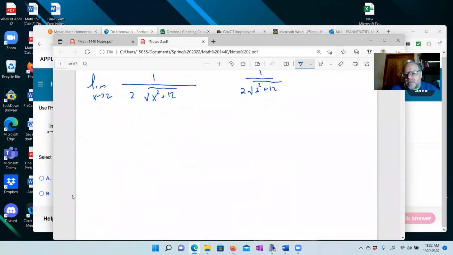2 squared plus 12. So that is going to be 1 over twice. Okay. And then we have 4, right? 4 plus 12. What is 4 plus 12? That's 16. So we have 1 over twice the square root of 16. So that's, right, that's 4. So we have 1 over 2 times 4. This is 1 over 8. And then we're all set.